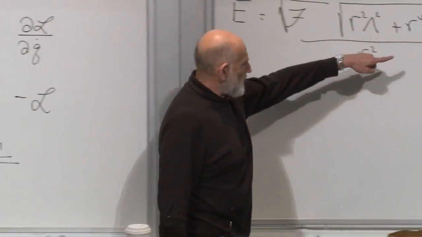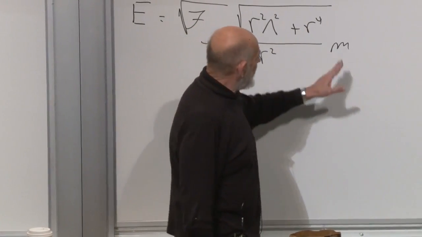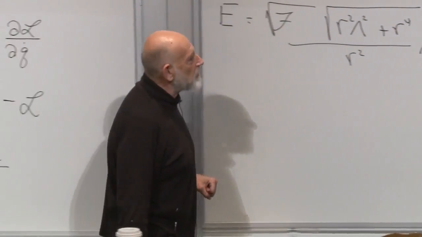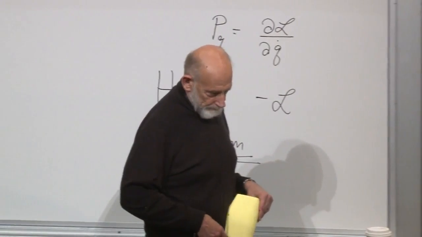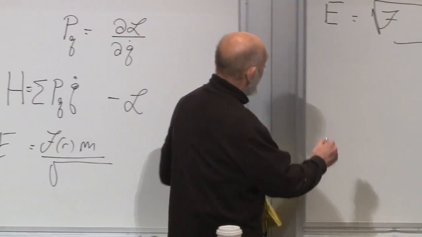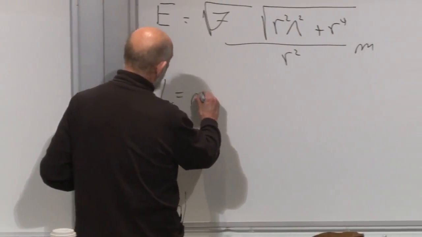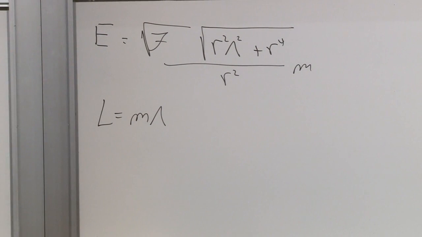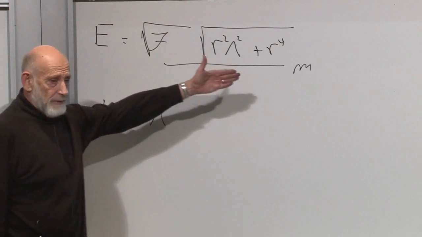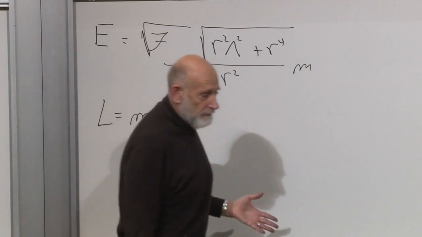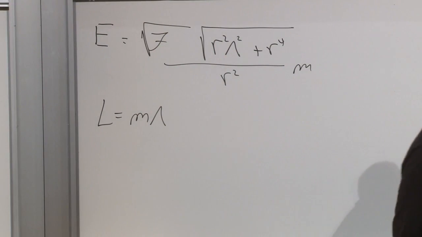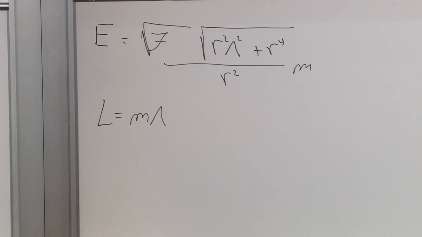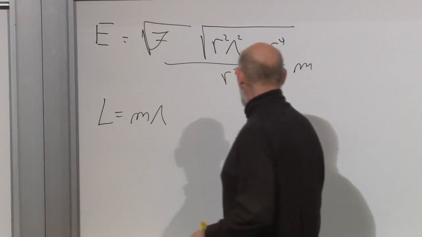Okay, but now there's something going on. Photons have zero mass. So we've got a bit of a funny problem here. Let's go back. Let's remember the angular momentum was m times lambda. Photons have zero mass, so it looks like they have zero energy. But they don't have zero energy. A moving photon, a high-energy photon, will knock your teeth out if it hits you. Why? Because it has momentum and energy. Okay, so photons do have energy.